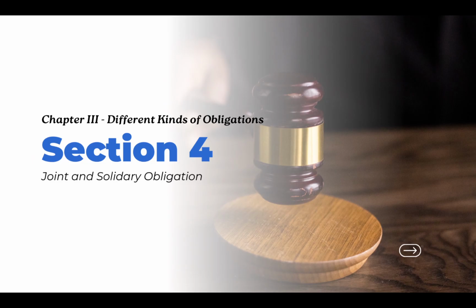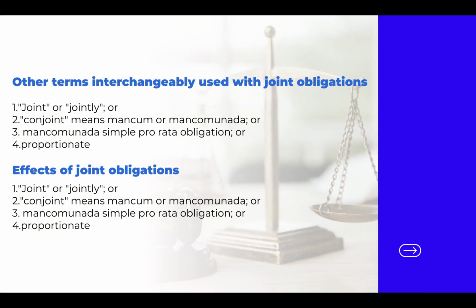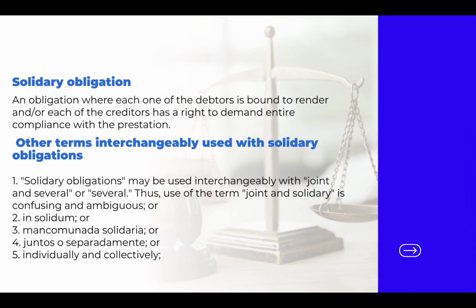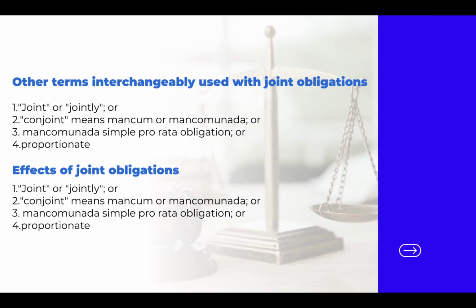Now, Section 4, the joint and solidary obligation. Okay? Pagdating sa joint and solidary obligation class, you have to understand first that in joint, pag sinabi mong joint obligation yan, ito yung tinatawag na obligation which is defined as when there is concurrence of several creditors, okay, several creditors, by virtue of which each of the creditors has a right to demand and each of the debtors is bound to render compliance with its proportionate part of the prestation which constitutes the object of the obligation.